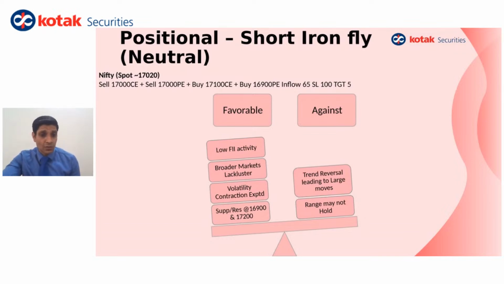And volatility was contracting because it was in a range and there was no event also at that given point of time. So the volatility was contracting, which was again in my favor since I had written options, the 18 options.